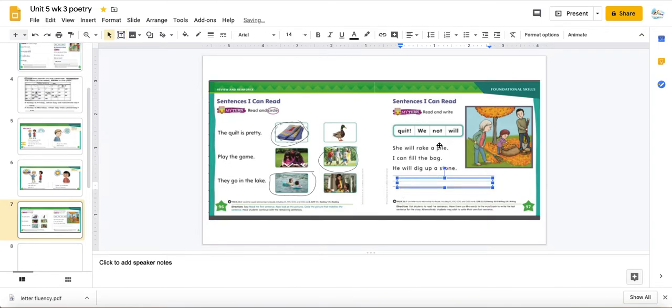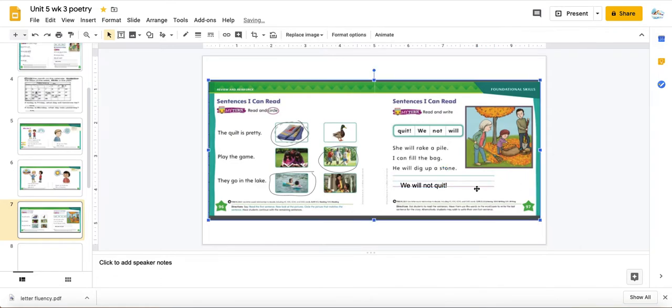What sentence can we make using the words up here? Yes, we will not quit. And the W in we is capitalized because it's the first word in the beginning of the sentence. We will not quit. And we need to put the punctuation mark, which is an exclamation point. Okay.